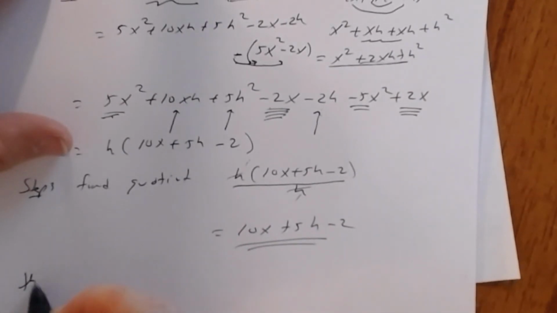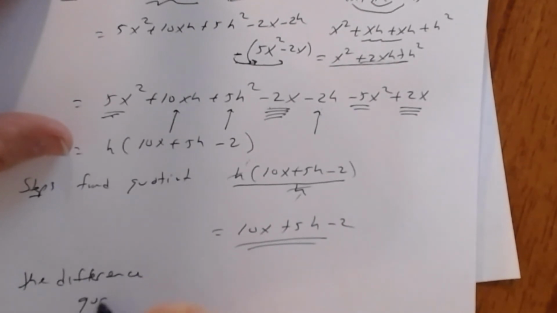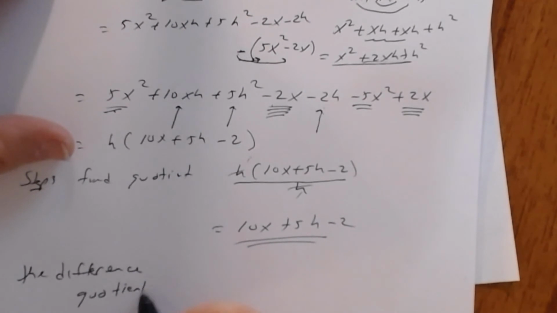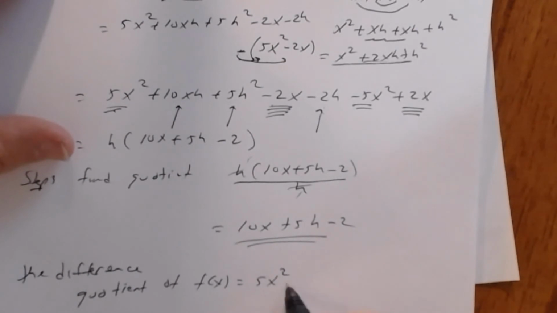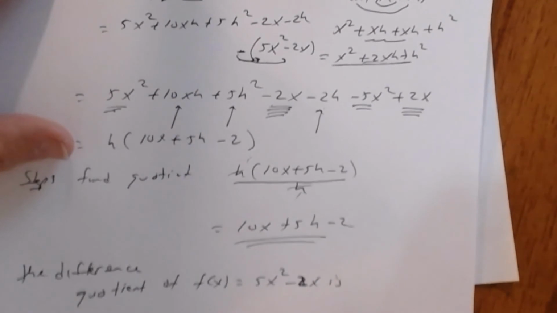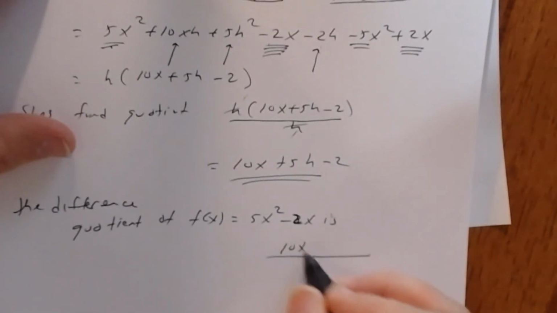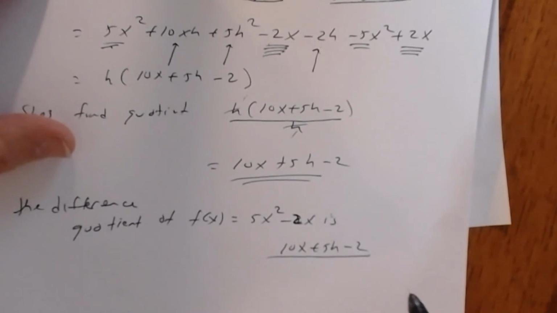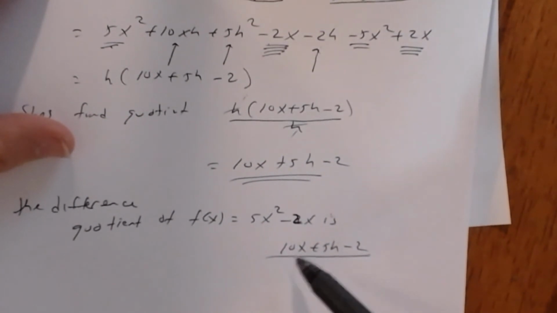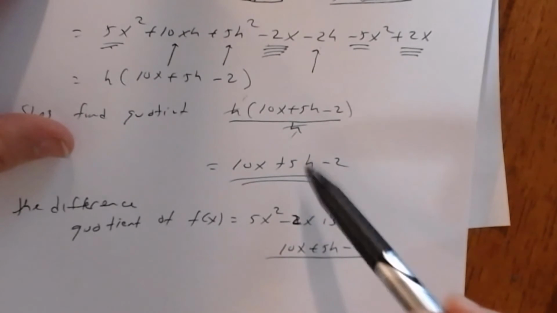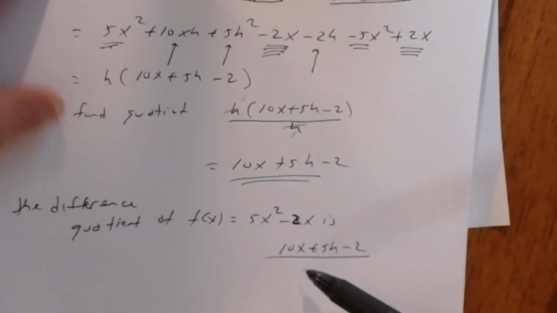So you're going to say the difference quotient of f of x, which equals 5x squared minus 2x, is this. So you're going to say 10x plus 5h minus 2. All right. Now again, that's going to mean something in another course. But before you get to that course, you have to know how to find the difference quotient algebraically. All right, so that's number 2.